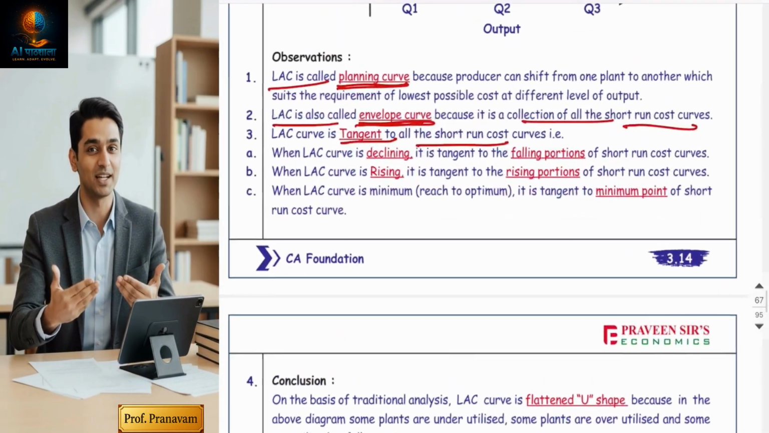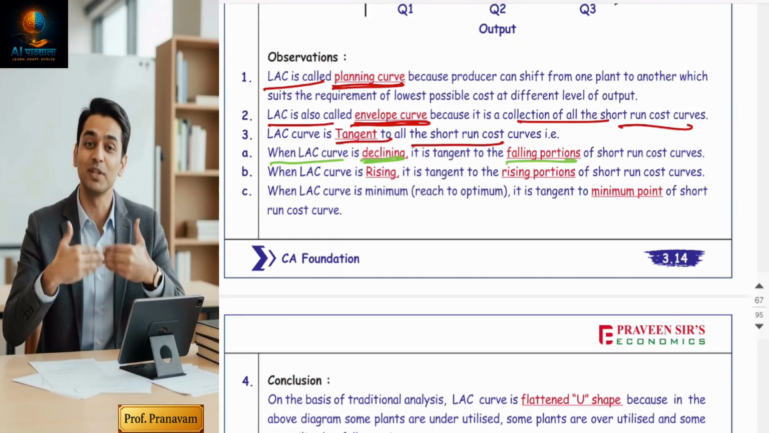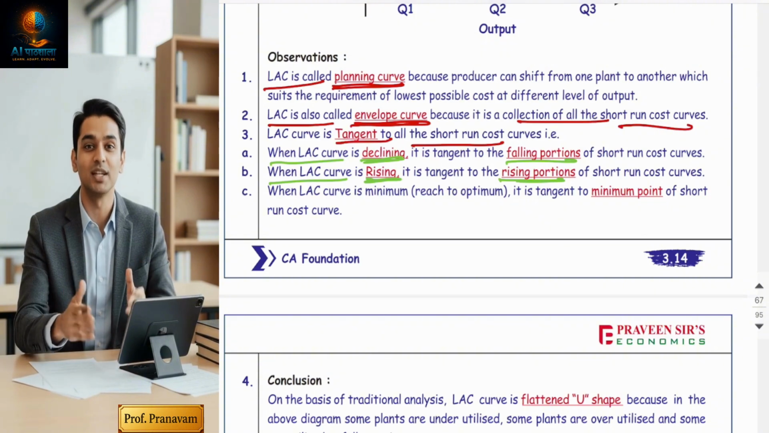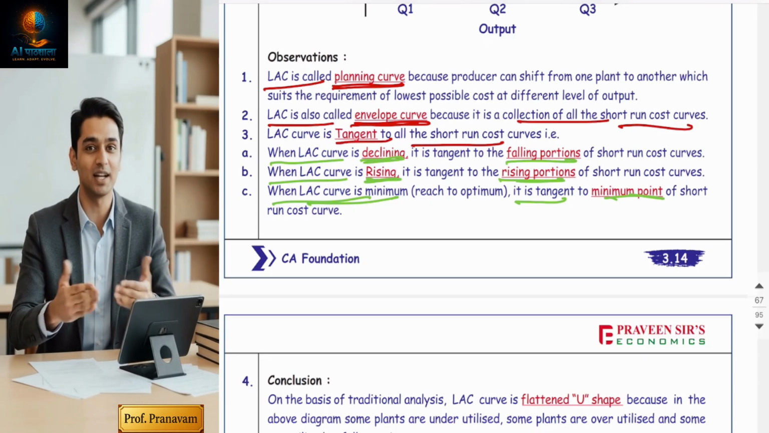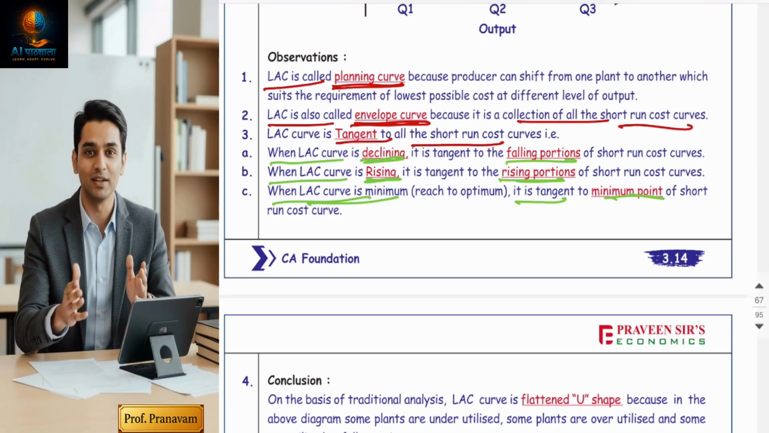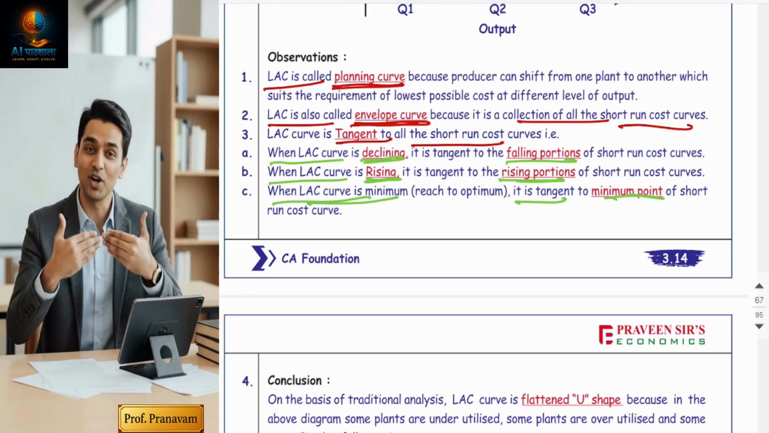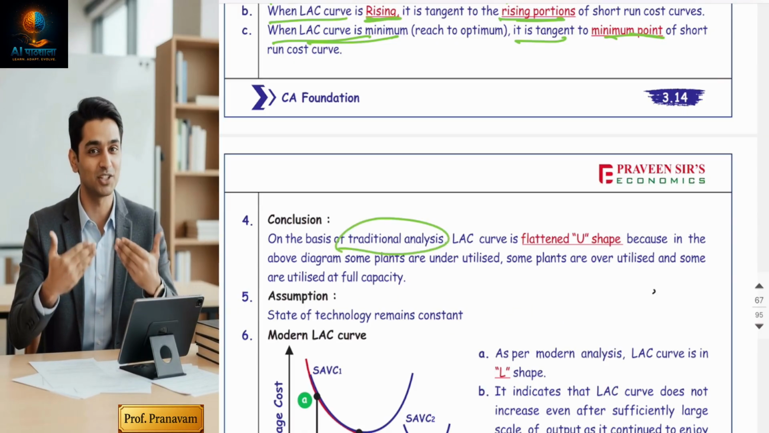So the theory is: when the LAVC curve is declining, it is tangent to the falling portion of the SAVC curves. When the LAVC curve is rising, it is tangent to the rising part of the SAVC curves. When the LAVC curve is at its minimum, it is tangent to the minimum point of the short run cost curves. Hope you understood. Yes, sir. So the three points are over. So what is the conclusion of this theory? This is a traditional analysis.